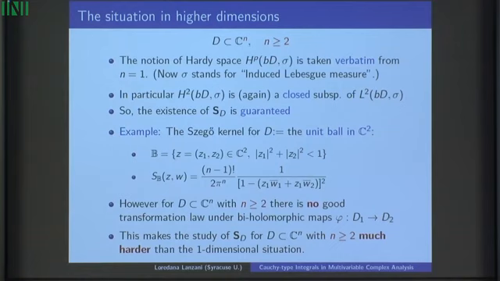First of all, the notion of Hardy space is taken verbatim from the one-dimensional case. The only adjustment you need to make is that instead of talking about chord arc, now you have to talk about induced Lebesgue measure in this context, Lebesgue surface measure. So again, you have that when P is 2, H2 is a closed subspace of L2. So again, you're guaranteed the existence of the orthogonal projection, the Szego projection.